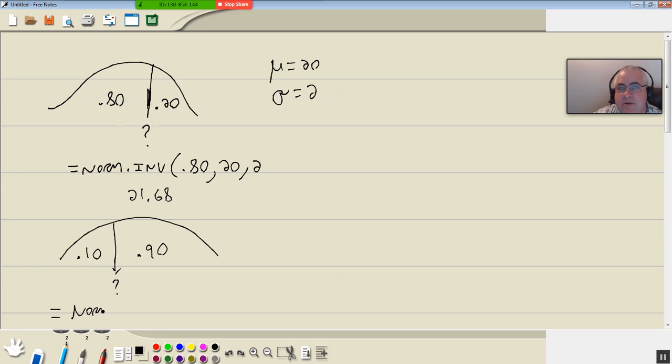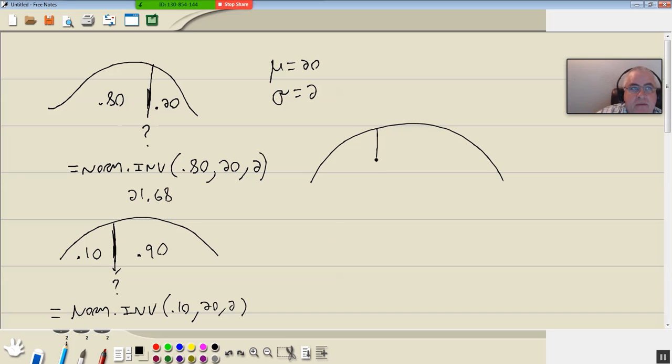And so we'd use norm INV, and then the area to the left. Here's our value we're trying to find. The area left of it is 10%. And then our mean, and then our standard deviation. And that's how you'd enter it in.